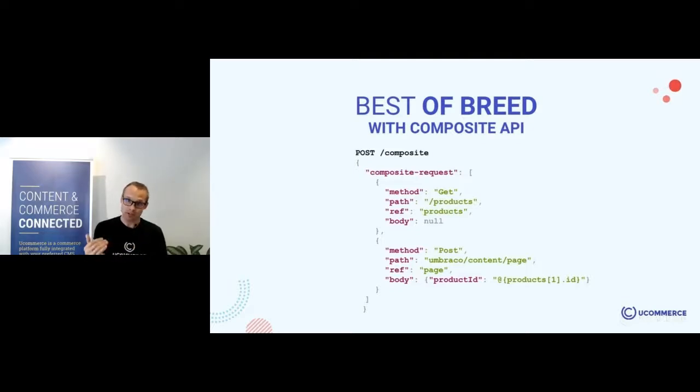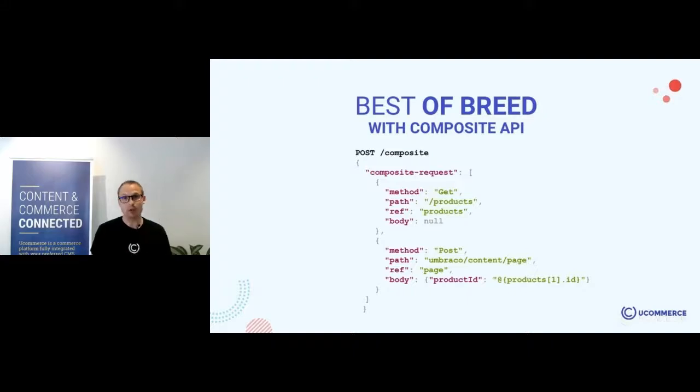So same again, we set the method, that's a post. In this case, we hit the path and give the path to the system, and make a ref. It has a body with the context we need to pass in to get the right page. If you look at the body, we need a product ID. In this case, I want to take the second product in the list I'm getting, take the ID from that one, and pass it in to Umbraco to get the right page for that product.